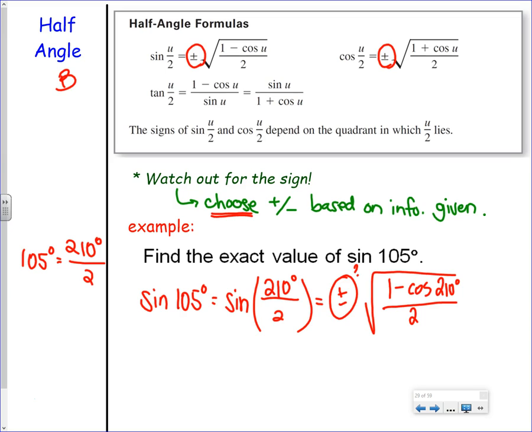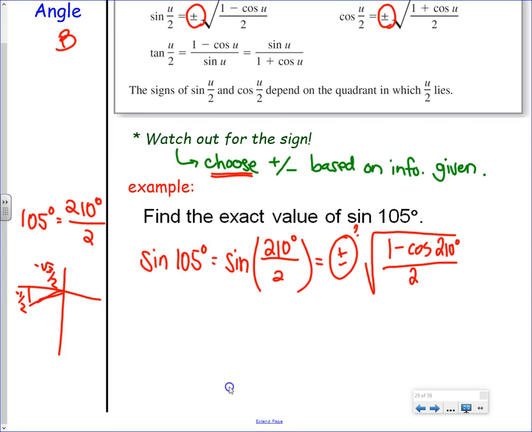Has anybody thought about 210 yet? Yes. It's in the third quadrant, right? Over a lot, down a little. It's a 30 degree reference angle, so cosine is negative root 3 over 2, and down a little, so sine is negative 1/2. Since we're subtracting, Andrew's already seen that cosine is the negative root 3 over 2.